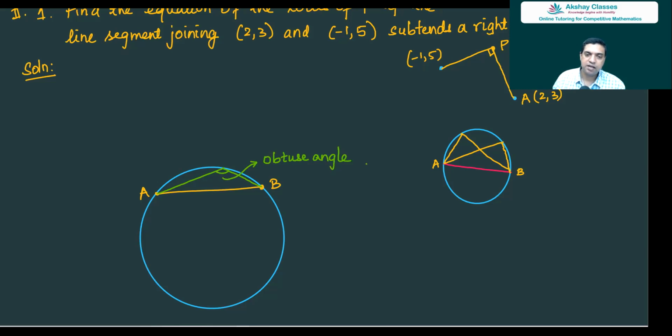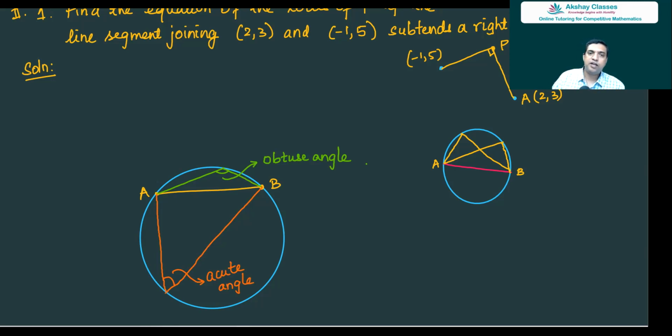It is an obtuse angle. And on the major segment, the same chord at any point on the major segment will subtend an acute angle. This angle will be an acute angle. What is an acute angle? Less than 90 degrees. Obtuse angle, greater than 90 degrees.